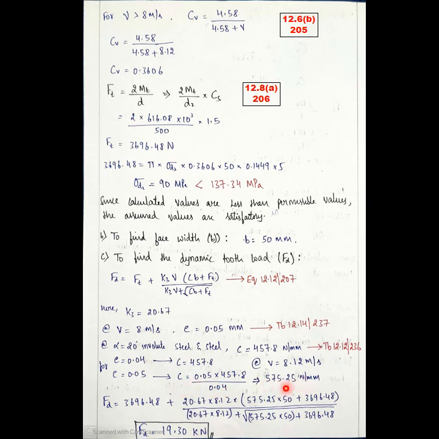C is equal to 575.25. So now substitute all these values here, and you will get the value of FD, that is 19.30 kilonewton. This is the dynamic tooth load which will be acting on the gear.